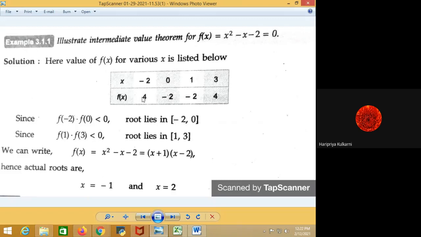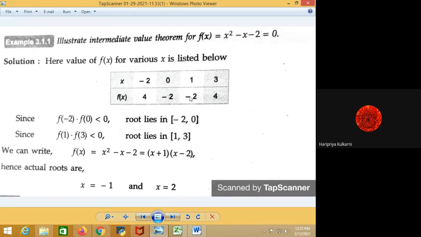If we find the values of f of x, let us say we will get these values. Here x square, so minus 2 square will be plus 4, minus x, so minus of minus 2 will be plus 2, and plus 2 minus 2 will get cancelled, so it will be 4. This is how you have to calculate f of x. Then check the product by the intermediate value theorem. 4 into minus 2 results in a negative, so surely the root will lie in between minus 2 and 0.